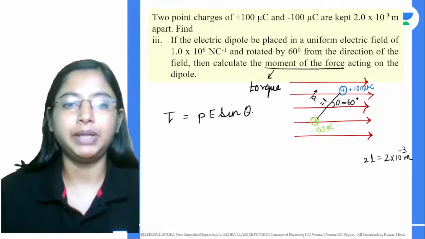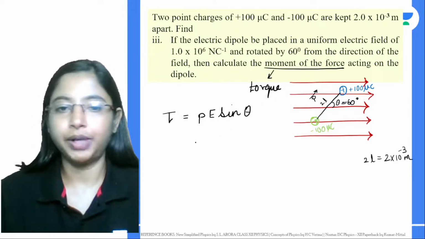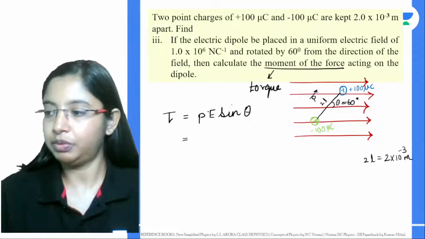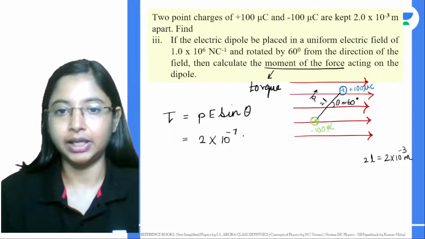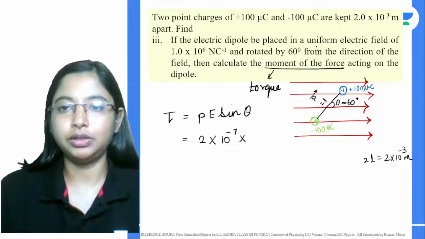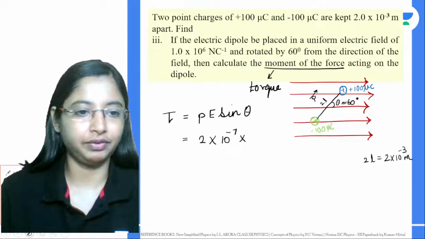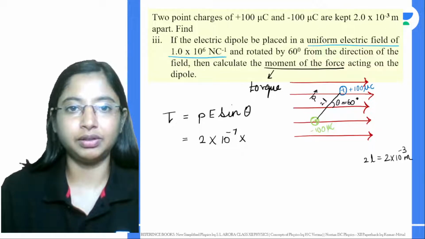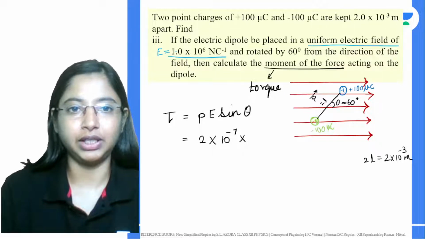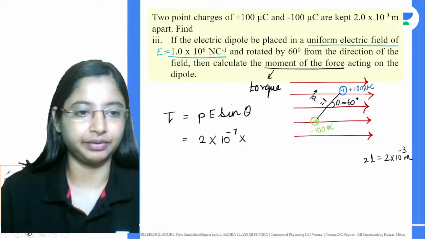So the torque is PE sine theta. Now what is the dipole moment? The dipole moment we found in the previous question was 2 into 10 to the power of minus 7. Now what is the uniform electric field? The value of E is given in the question itself.